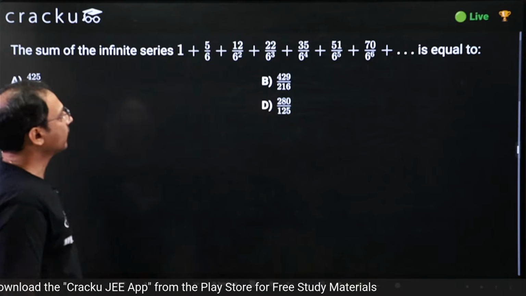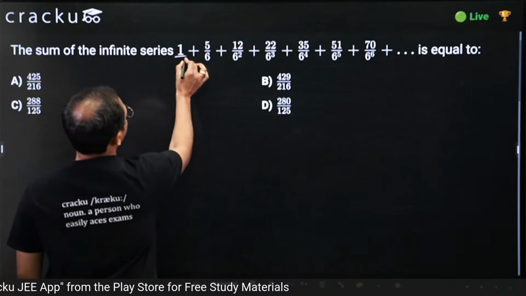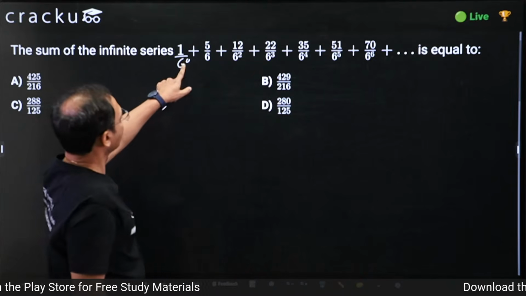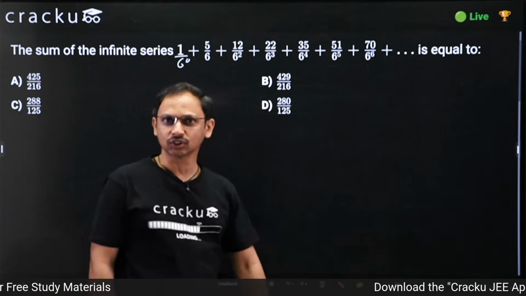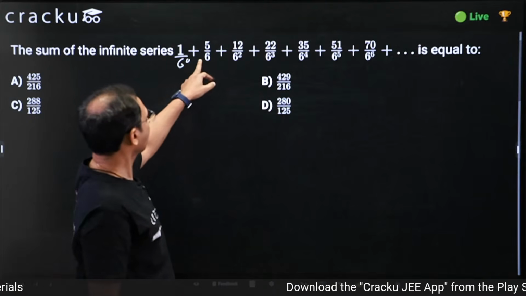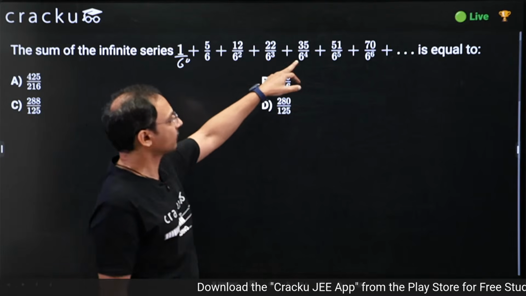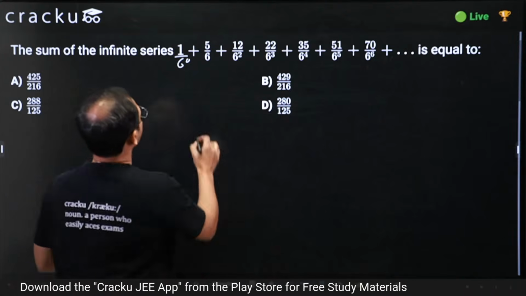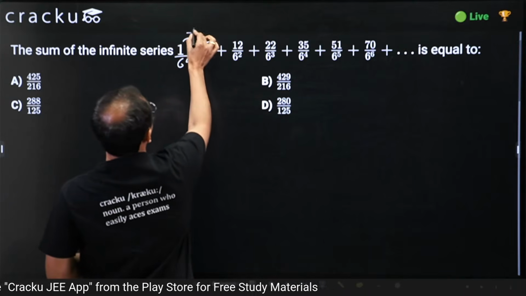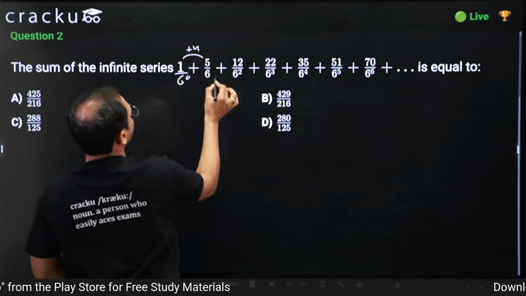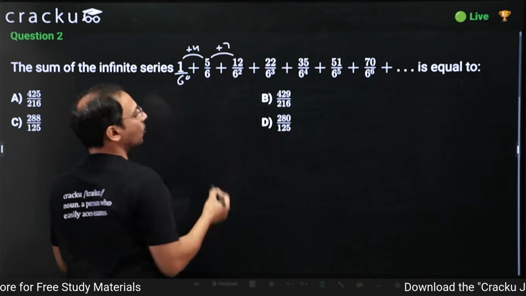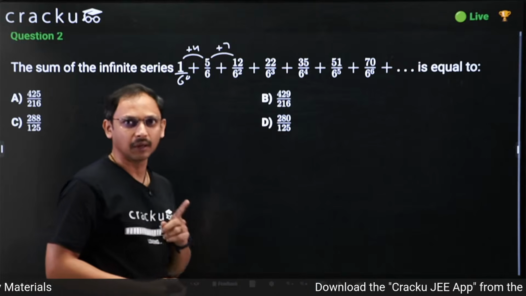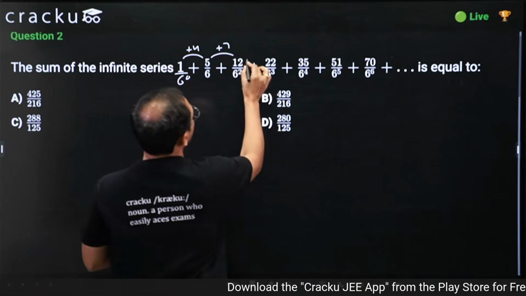So let us look at this infinite series. Now, one thing is very sure. The denominators are definitely in geometric progression. 1 by 6, 1 by 6 square, 1 by 6 cube and so on. Now, do we have the other half as arithmetic progression? Here, the difference is 4. Here, the difference is 7. So, obviously, it is not an arithmetic progression. But let us see the other differences as well.